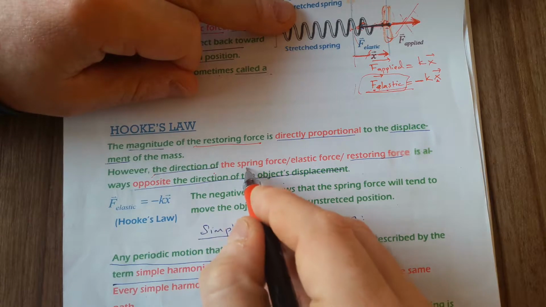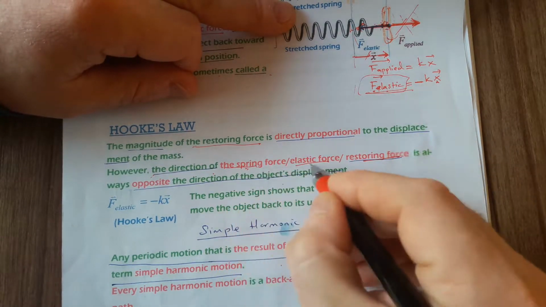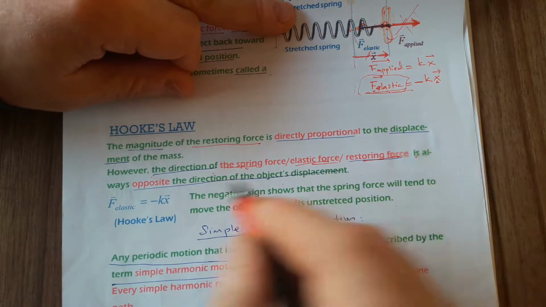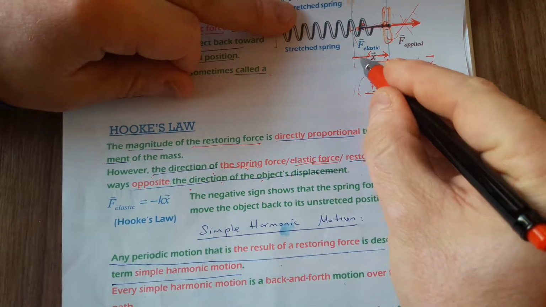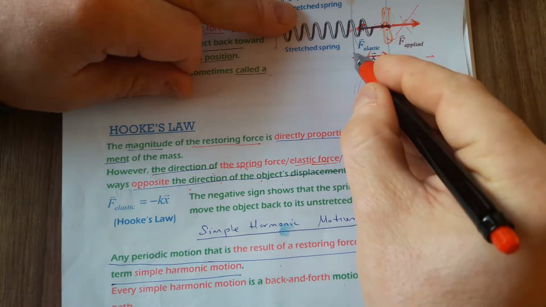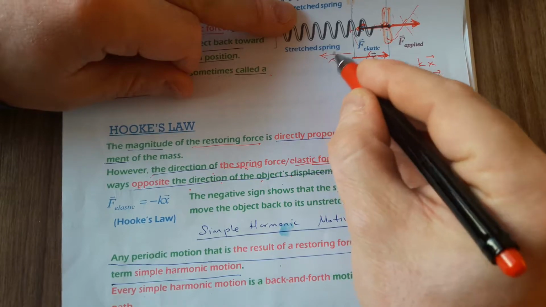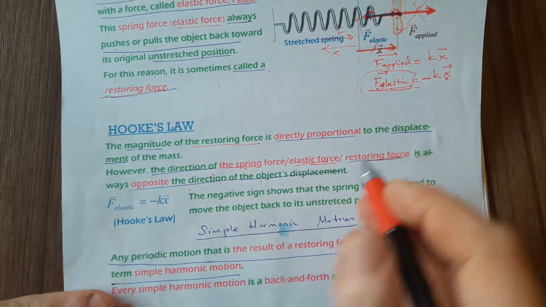However, the direction of the spring force, or elastic force, or restoring force, all of which refer to the same force, is always opposite to the direction of the object's displacement. As you see, the object is moving to the right, so the elastic force will be to the left. If you compress the spring to the left, the elastic force will be to the right. They will always be in opposite directions.